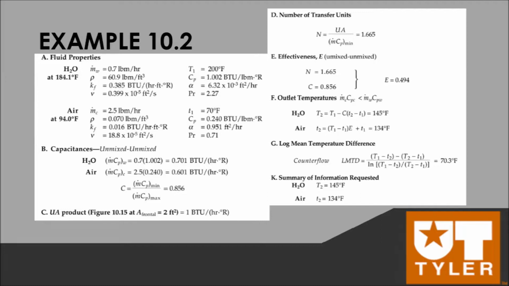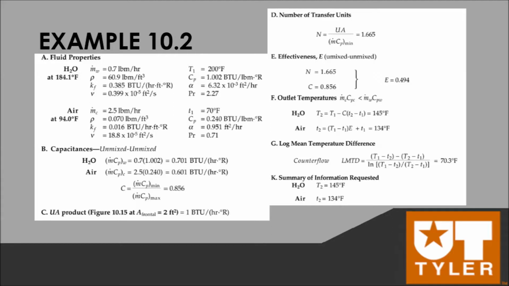Step B. Find the ratio of capacitance, which is 0.856. Step C. Find the UA product from figure 10.15. When frontal area is 2 square feet, UA product is 1. Step D. Use equation 10.28 to calculate the number of transfer units, which came out to be 1.665. Step E. Use figure 10.14 to estimate the effectiveness, which is around 0.494.